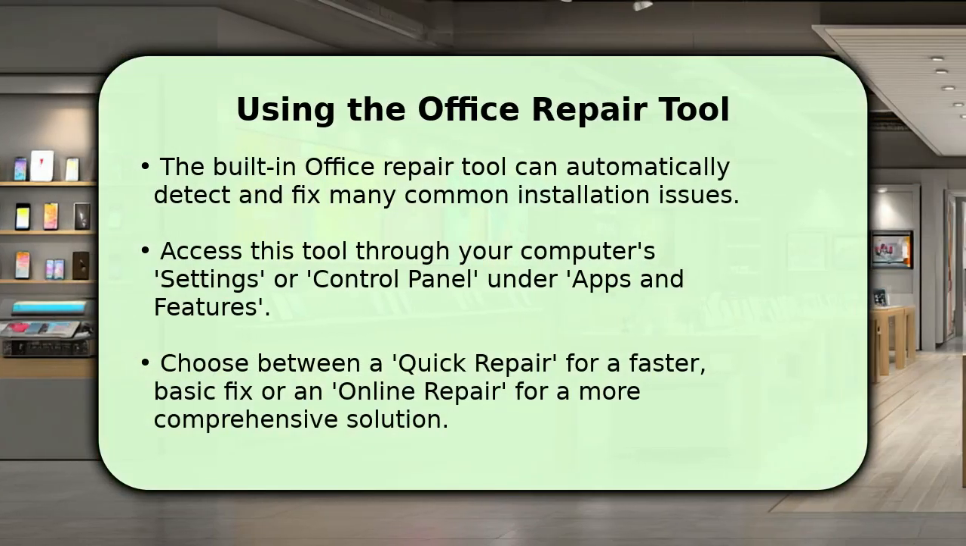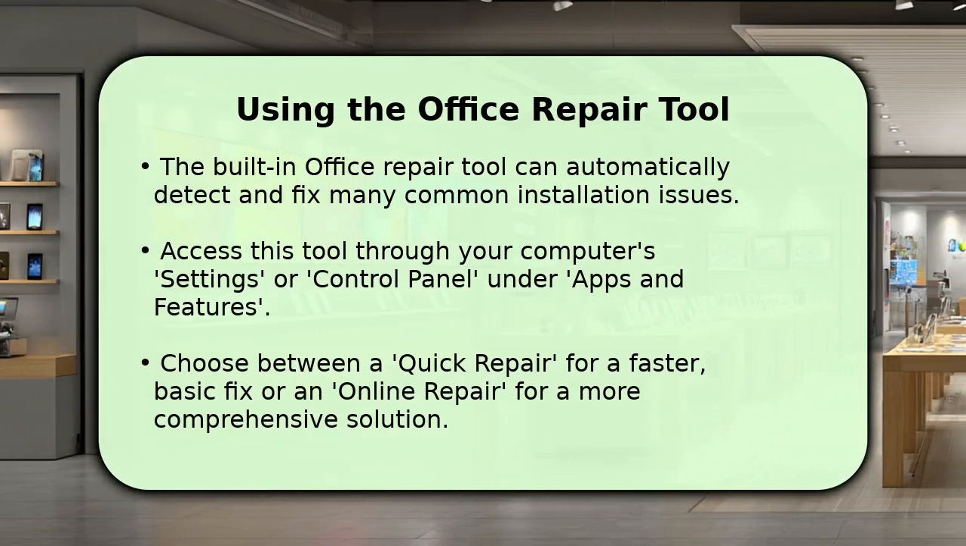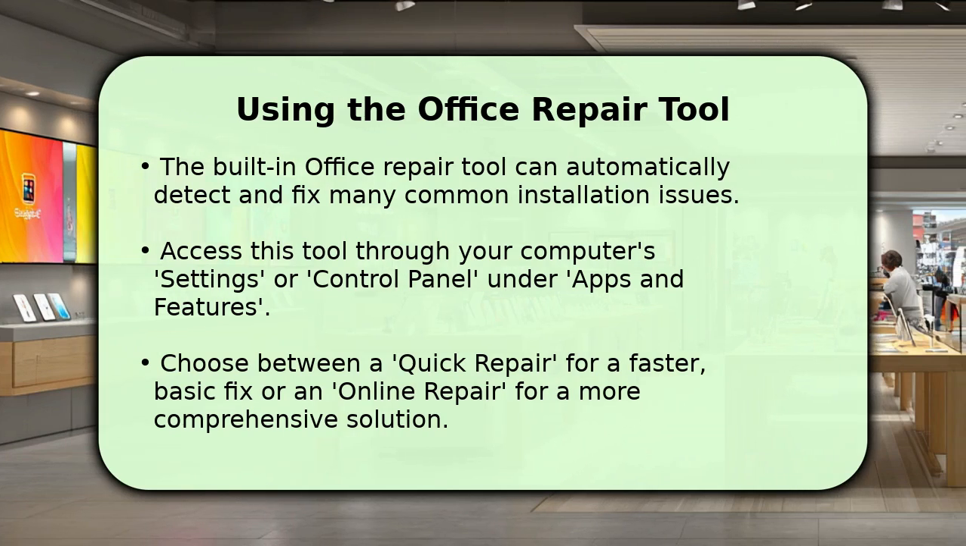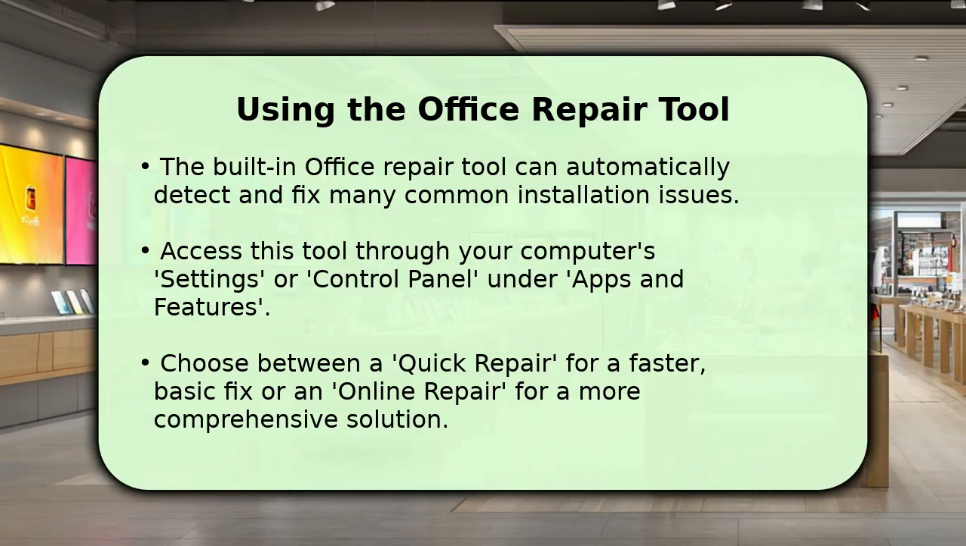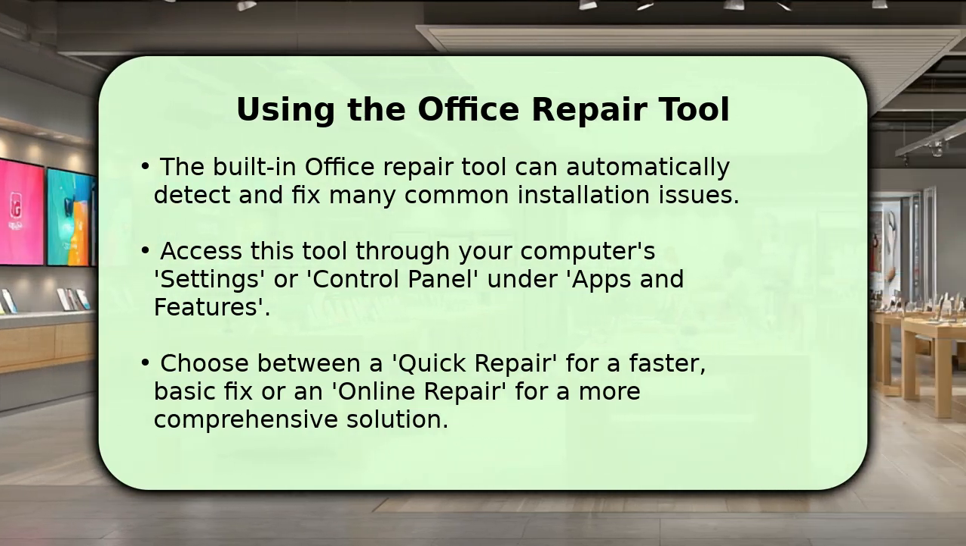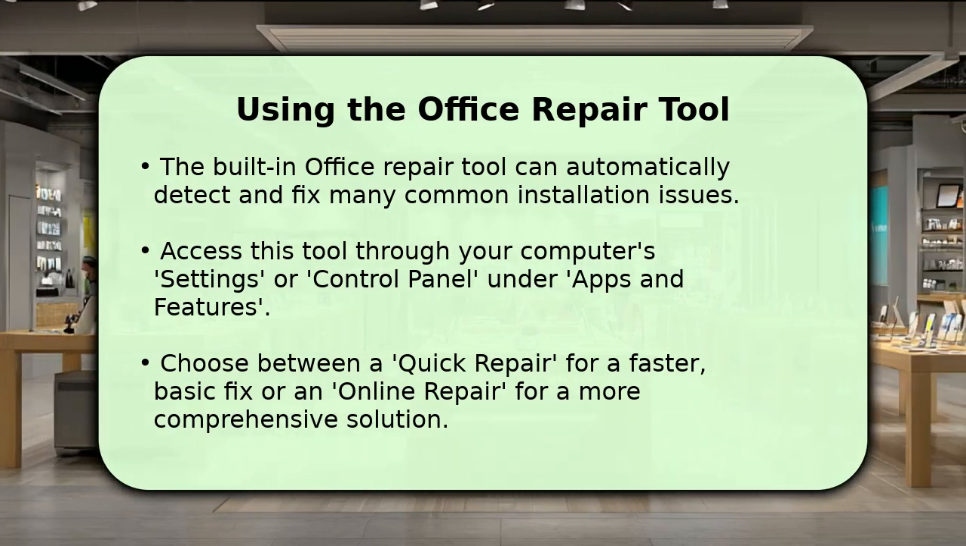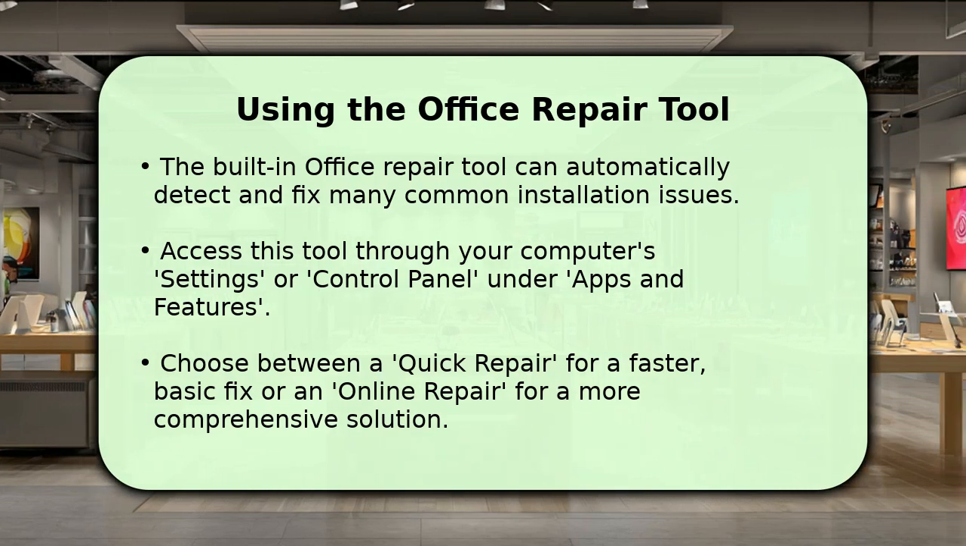If restarting does not work, the next step is to use the Microsoft Office Repair tool. Navigate to your computer settings, then select Apps or Apps and Features, and locate your Microsoft Office installation. Click on it, choose Modify, and you will see options for quick repair or online repair.